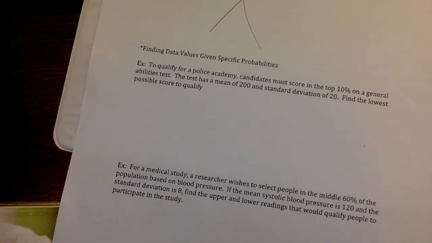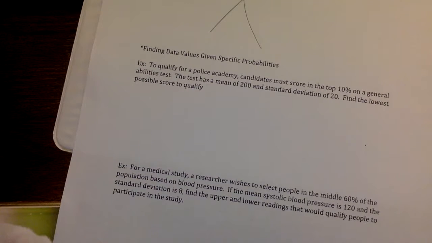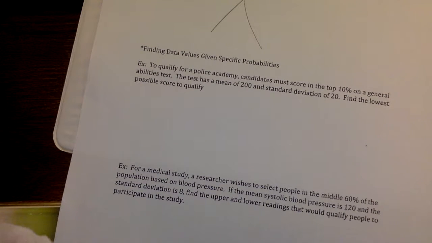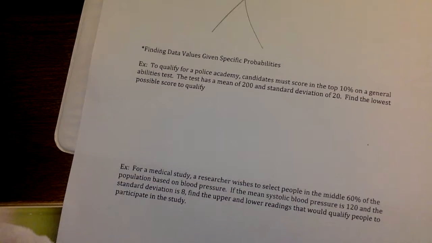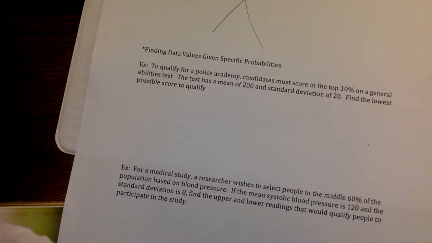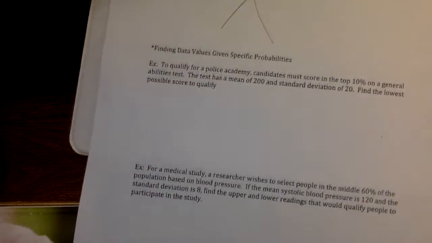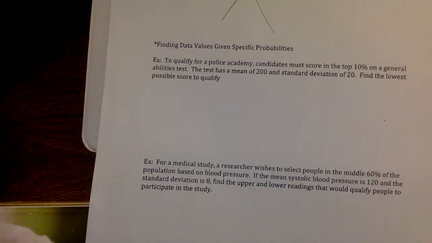So this first one, to qualify for a police academy, candidates must score in the top 10% on a general abilities test. The test has a mean of 200 and standard deviation of 20. Find the lowest possible score in order to qualify. So what I do for these is I draw my picture first.